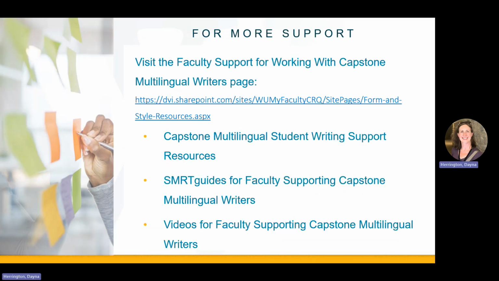For more support, I suggest visiting and bookmarking the Faculty Support for Working with Capstone Multilingual Writers page, located on the Office of Research and Doctoral Services website under Form and Style resources. I've included the URL on this slide. This page contains information on Capstone Multilingual Student Writing Support resources that you can share with your students. There's also a series of smart guides, those quick PDF how-to guides, for faculty supporting Capstone Multilingual writers. In addition, there are other videos like this one on different aspects of supporting Capstone Multilingual writers.